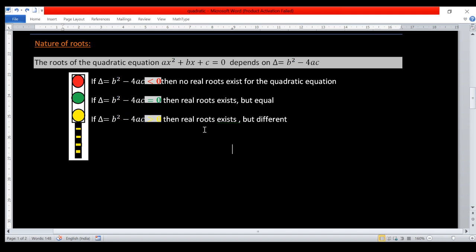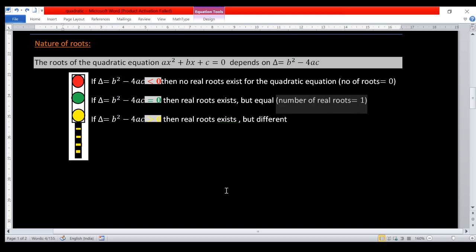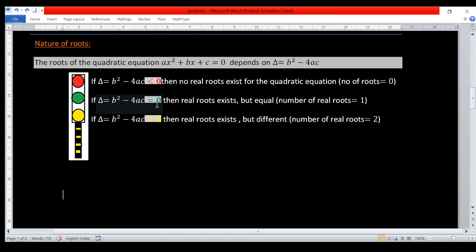So less than 0, no real roots; equal to 0, a real root, but only one; greater than 0, real roots, but both are different, so two different real roots. Red, green, yellow: red means no roots, green means 1, yellow means 2; less than, equal, greater than. No roots is 0, one root, and two real roots. Three cases: no means 0, equal means 1, different means 2 real roots.